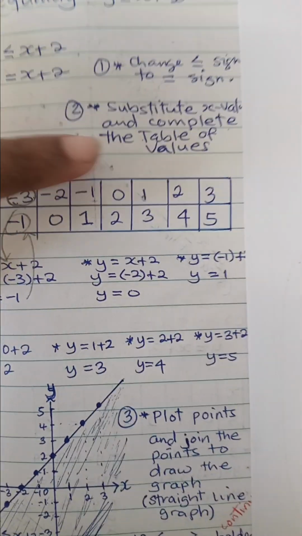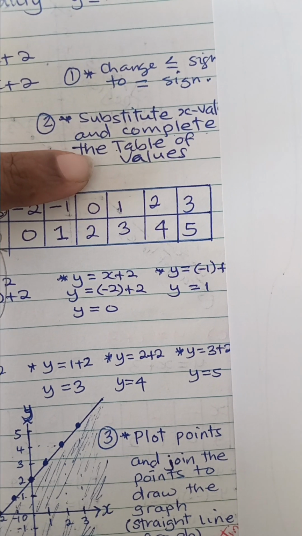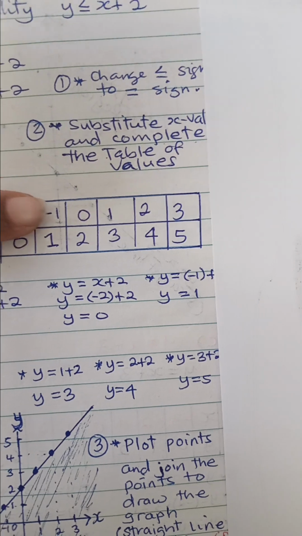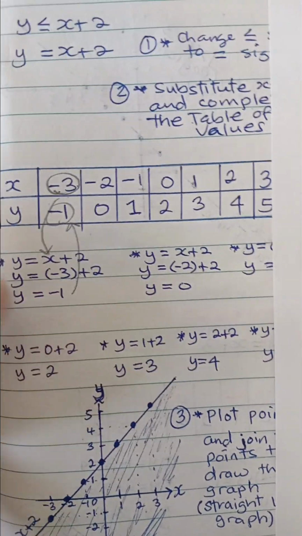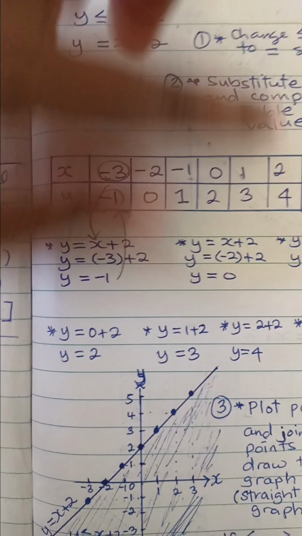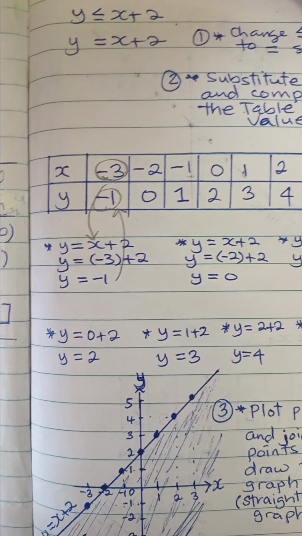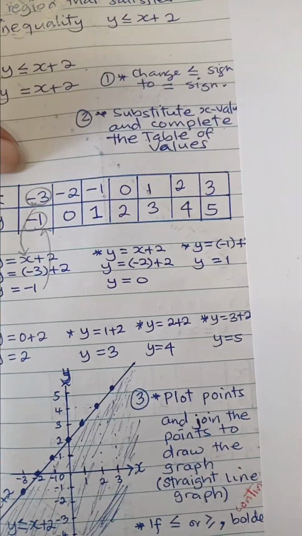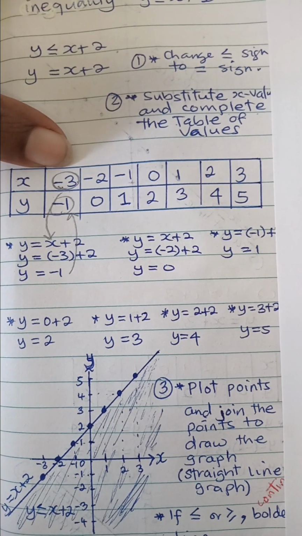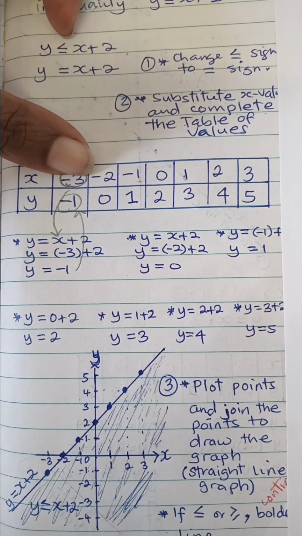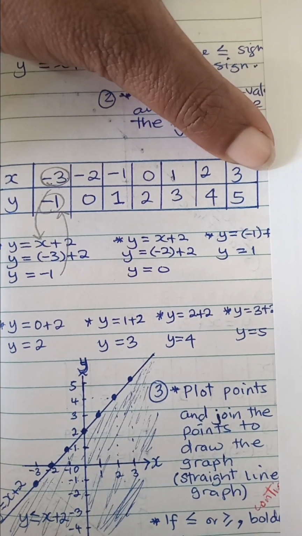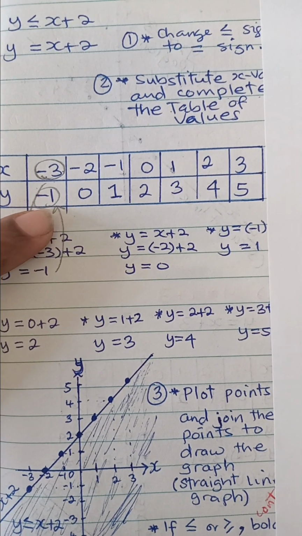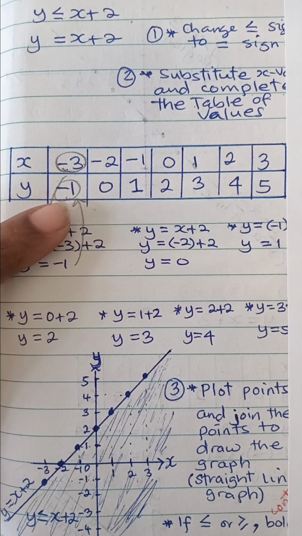Now we do the second step, which is substituting the x values to complete the table of values. I'm explaining this to grade 10 maths, so at this level the x values will be provided. Here we have x values from -3 all the way to +3. They are given. We have to find the y values by following step 2.